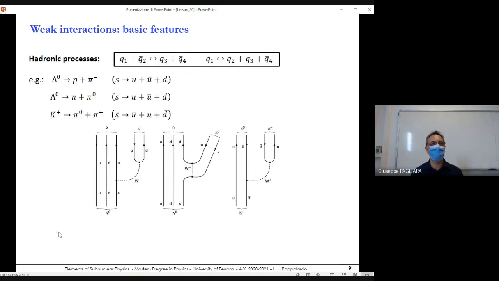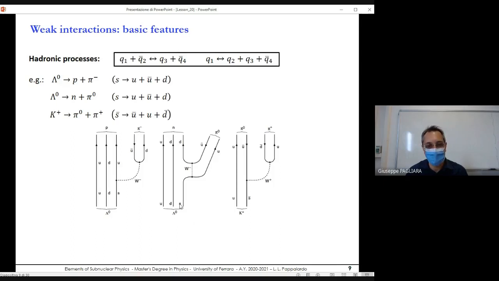And the last category is pure hadronic processes, so processes that involve only quarks, no leptons. You see here again some examples. The first example is the decay of a lambda baryon into a proton plus a pion. And what happens is that the u and the d quark do nothing. They are just spectators in the process. The strange quark of the lambda transforms into a u quark that goes to form the proton with the exchange of a W, which now decays into a quark-antiquark pair, forming the pion.